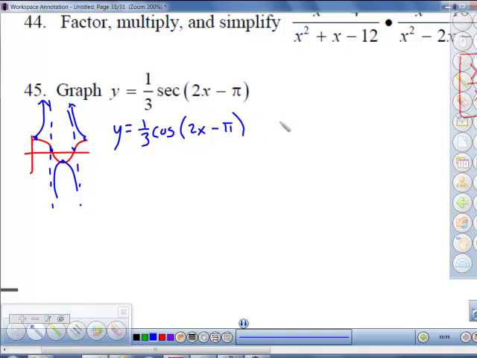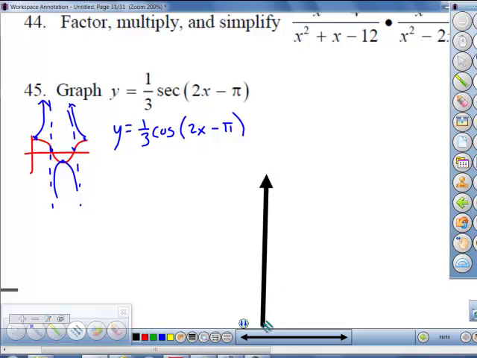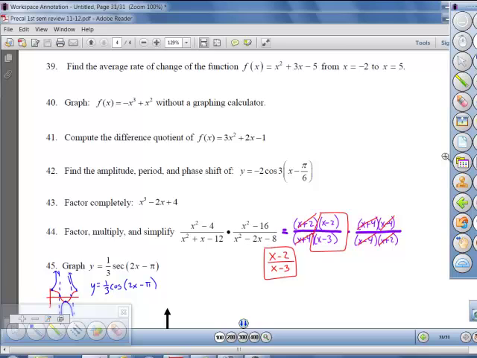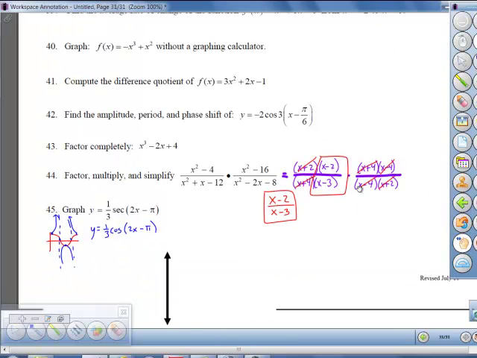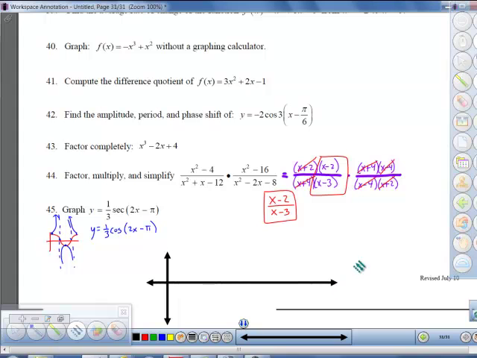So before I graph the secant, I'm going to graph the cosine of this graph. Wait, the cosine is the one in red, right? Yeah. Okay, and I should zoom out a little bit.